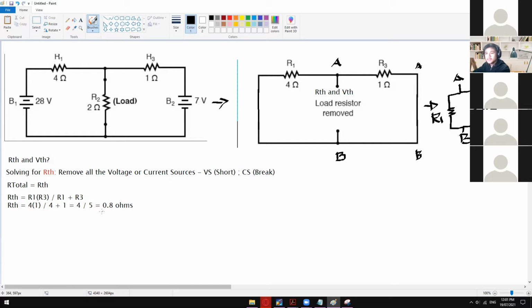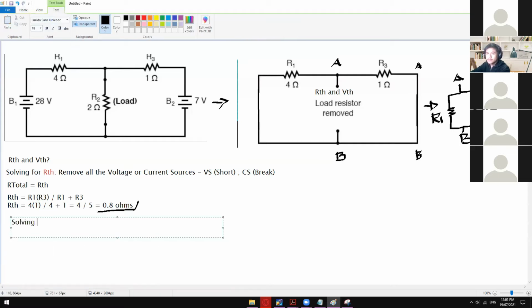So this is already our answer for the RTH. As simple as that. The only remaining one right now is the VTH. So let's solve for the VTH.